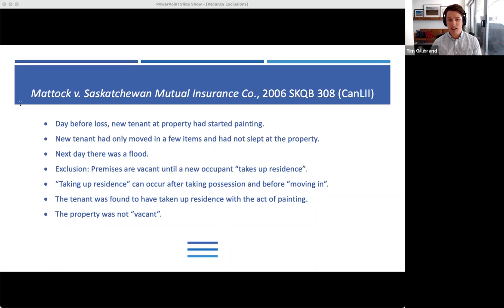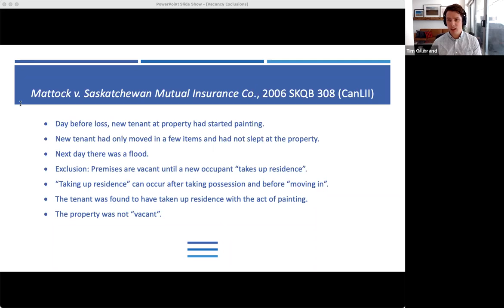The court interpreted taken up residence very broadly and essentially said that a person can be considered as having taken up residence after they get possession of the property, but before they actually move into the property. And so the court here didn't mind that the tenant still had another residence. A person can have more than one residence when you're dealing with interpreting this particular exclusion.